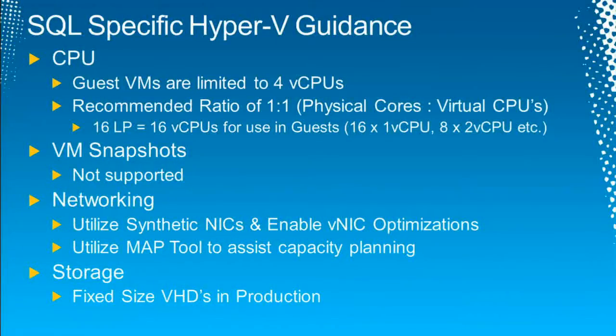And when it comes to networking, utilize those synthetic NICs and enable the VNIC optimizations. What that means is enable jumbo frames in there if it's going to benefit the workload. If you're connecting directly to the storage, make sure you've got things like TCP offload and large send offload enabled to enhance performance. Use the fixed size VHDs and use the MAP tool like I just did if you need to start on that process.